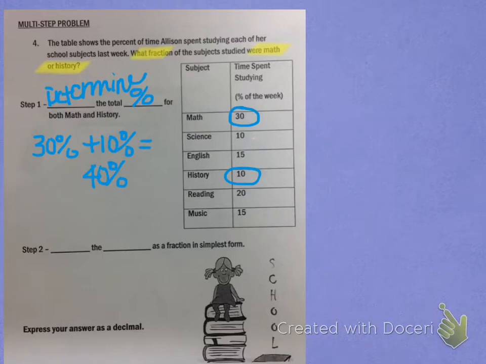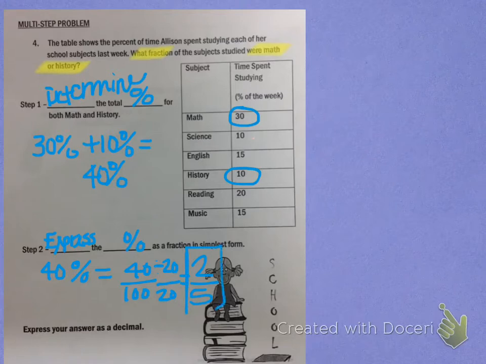In step 2, we would express the percent as a fraction in simplest form. So if we have 40%, we have 40 over 100, and we can divide by 20, giving us 2/5. And if we have 40%, remember we just put that decimal at the end because it's wanting us to express our answer as a decimal. So if we have 40%, decimal at the end, move it over 2 times, giving us 4/10 as our decimal.